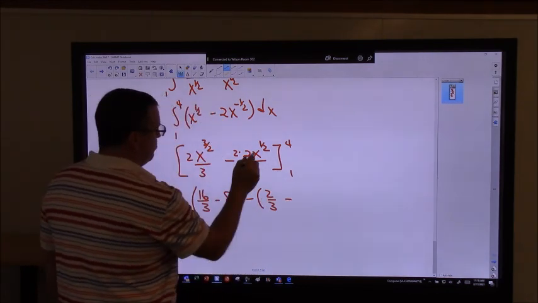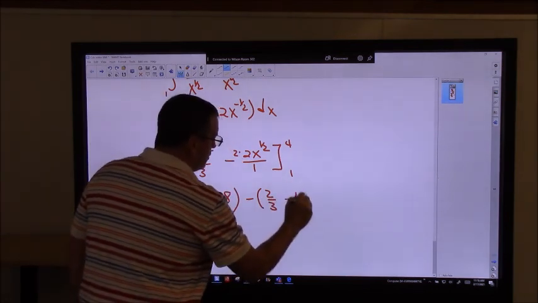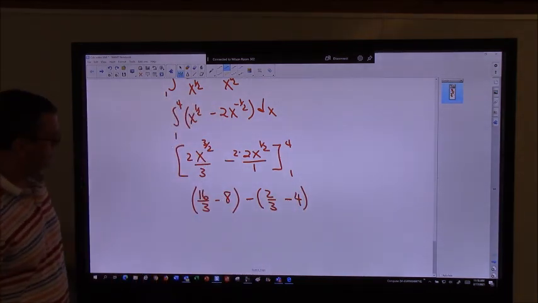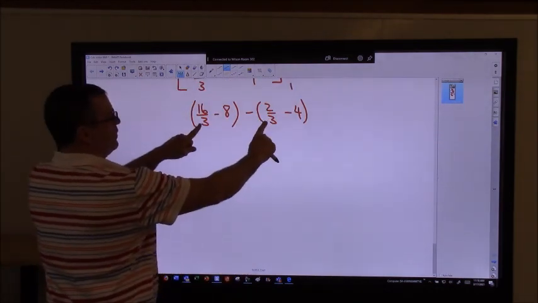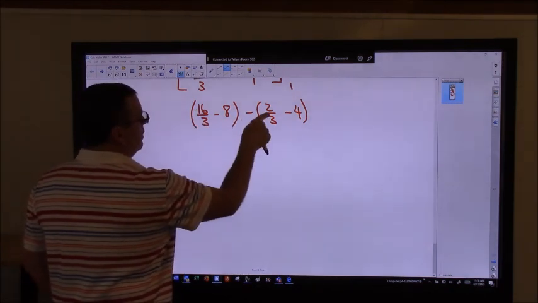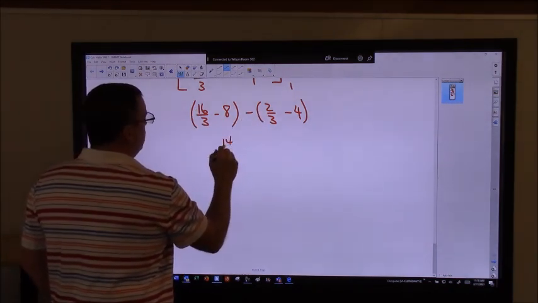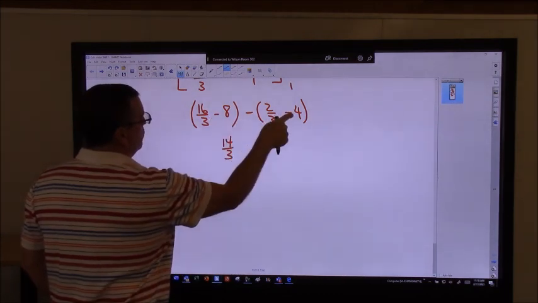Minus, if I plug a 1 in here, I get 1, times 4, that's 4. And I just have to figure out what that answer is. So usually I'll do these 2 things first because there's a common denominator there. So 16/3 minus 2/3, that would be 14/3. And then I'll do a negative 8 plus 4.